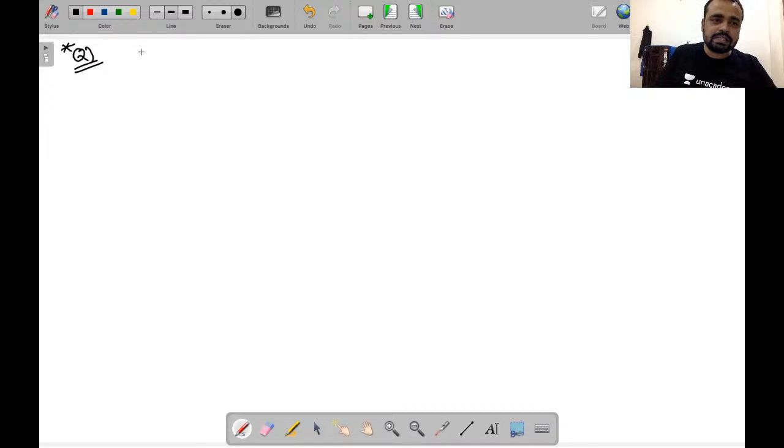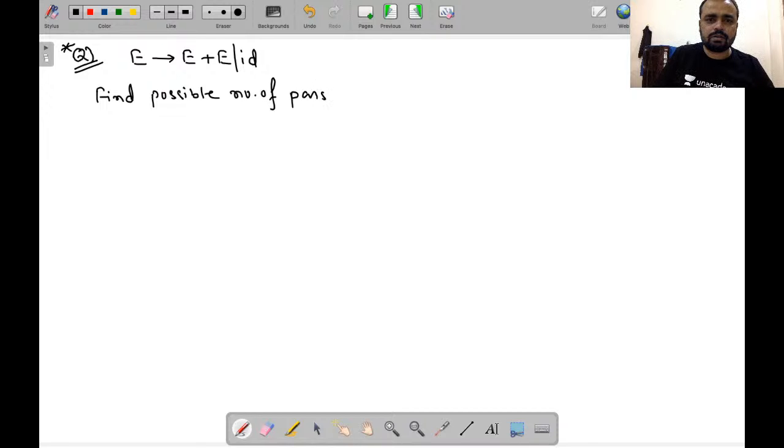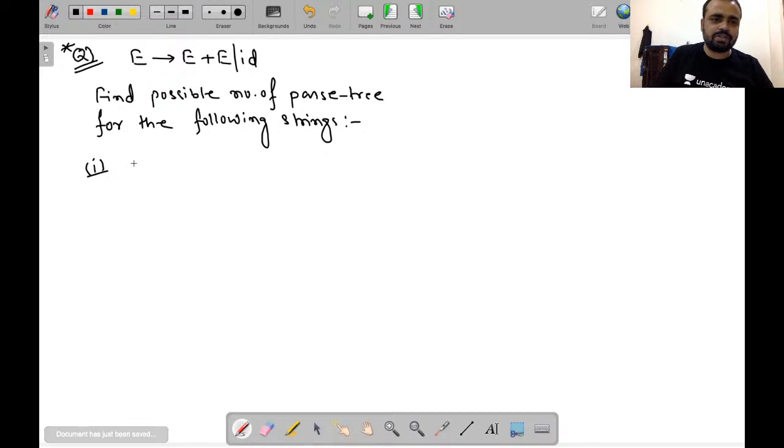We will try to find out the logic and the actual approach and concept this question is talking about. See over here, suppose I am giving you a grammar E to E plus E and slash ID. And I'm asking you the question: find the possible number of parse trees for the following strings. The first string I am considering over here is ID plus ID plus ID.